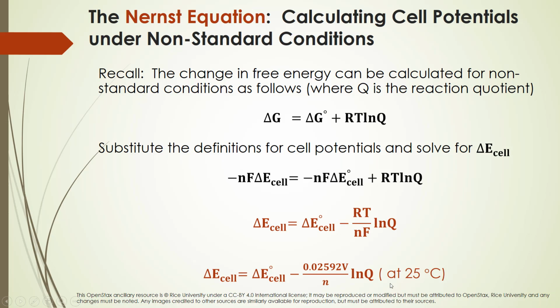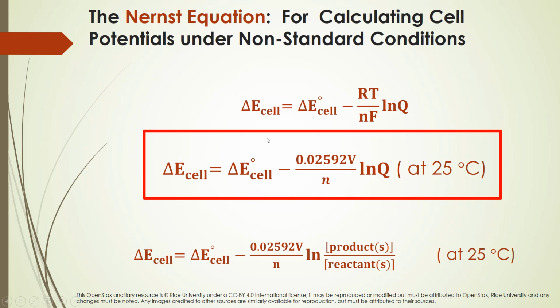So if we set the temperature to 25 degrees C, then we can multiply all of these constants together and get 0.02592 volts divided by n multiplied by the natural log of Q. This is the Nernst equation at 25 degrees C.